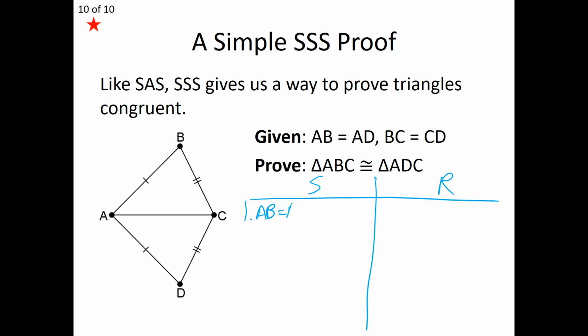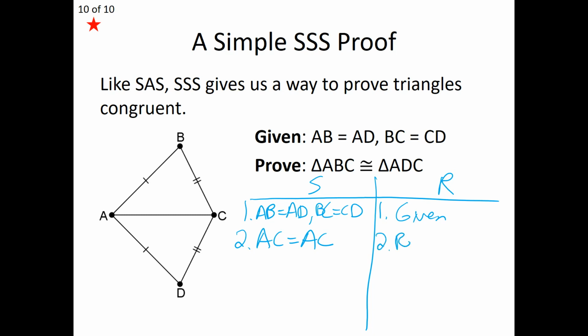I have a pair of equal sides, AB is equal to AD, and I have a second pair of equal sides, BC is equal to CD. So I already know I have two sides of one triangle equal to two sides of another. I wonder if I can find a third pair of sides. I can. Those triangles that we see here share a common side. We love common sides. Why? Because they give us equal things, and equal things lead us to congruence. So AC is equal to AC.